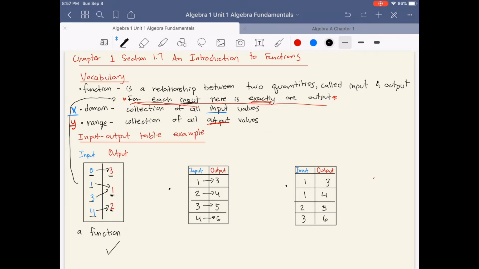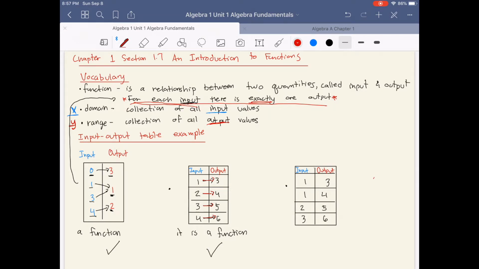Okay, whoever answered yes, it is a function, then you are correct. Okay, because for each input, there is one output. Okay, 1 to 3, 2 to 4, 3 to 5, 4 to 6. So it is a function because for each input there is exactly one output.